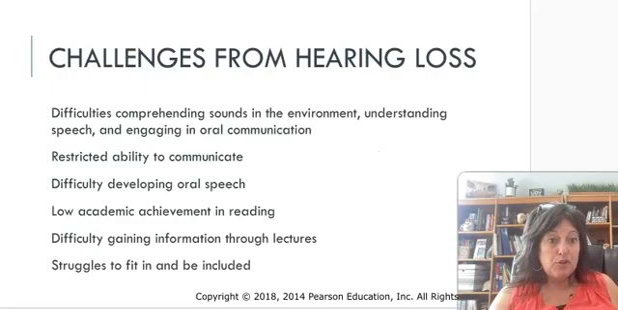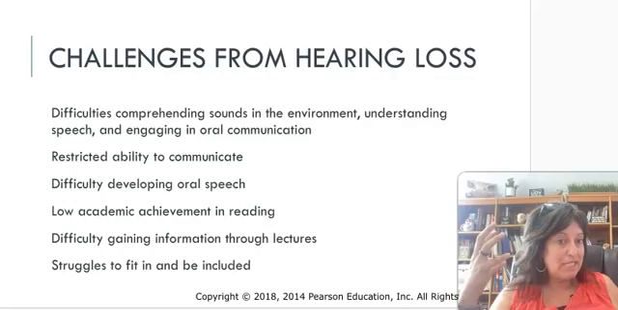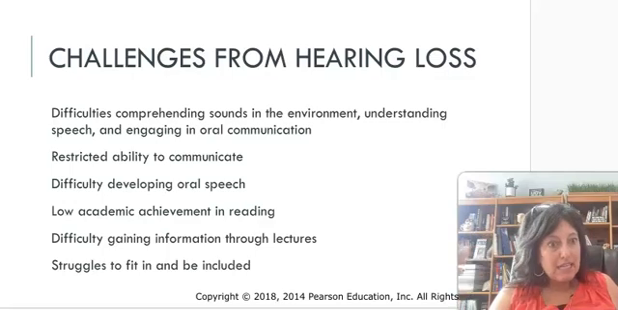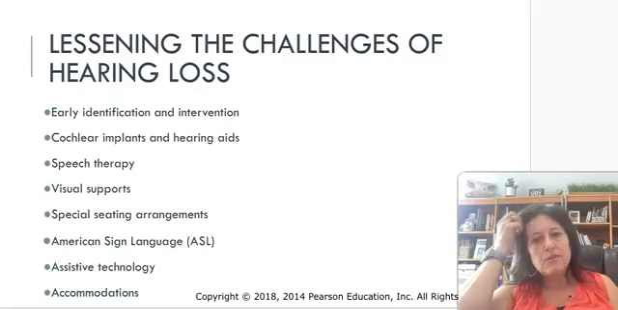So there are challenges that occur from hearing loss: difficulties comprehending sounds in the environment, understanding speech, engaging in oral communication, restricted ability to communicate, difficulty developing oral speech because they're not hearing the sounds, so they don't know how they should formulate those sounds. Low academic achievement in reading because there is a correlation between the sounds you hear and the sounds you read. Difficulty gaining information through lectures. Well, if they have difficulty hearing, it's going to make it harder for them to get the information and struggle to fit in and be included in classrooms.